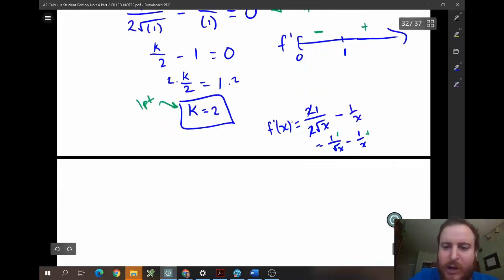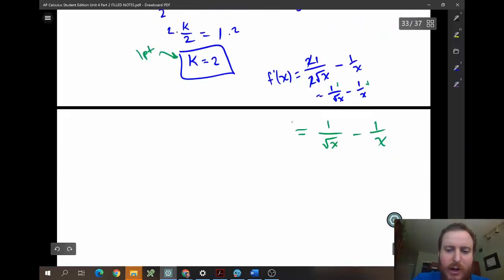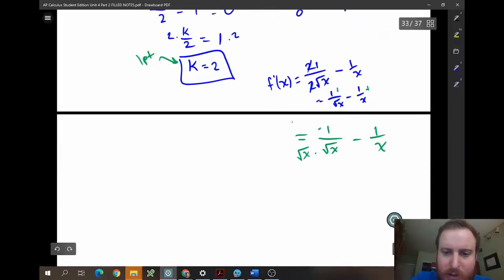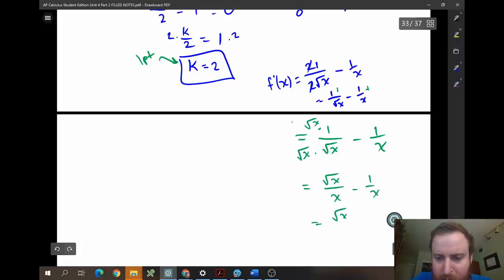An easier way for a lot of you guys, if you can't really think the way that I just did, would be to just try to combine the like terms, and it'll actually be a lot easier. So times square root of x, times square root of x, and now we get the square root of x. Square root of x times square root of x is x, minus 1 over x. This gives us square root of x minus 1 over x, and now it's going to be a lot easier to figure out the positive and the negative deal.